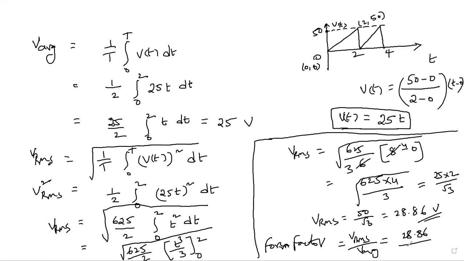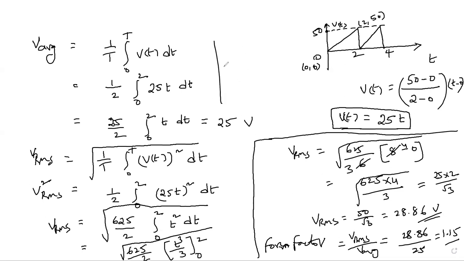Form factor is RMS by average value. How much did you get? 28.86 by 25 is 1.15. But remember, there are no units for form factor since it is a ratio, volts by volts.